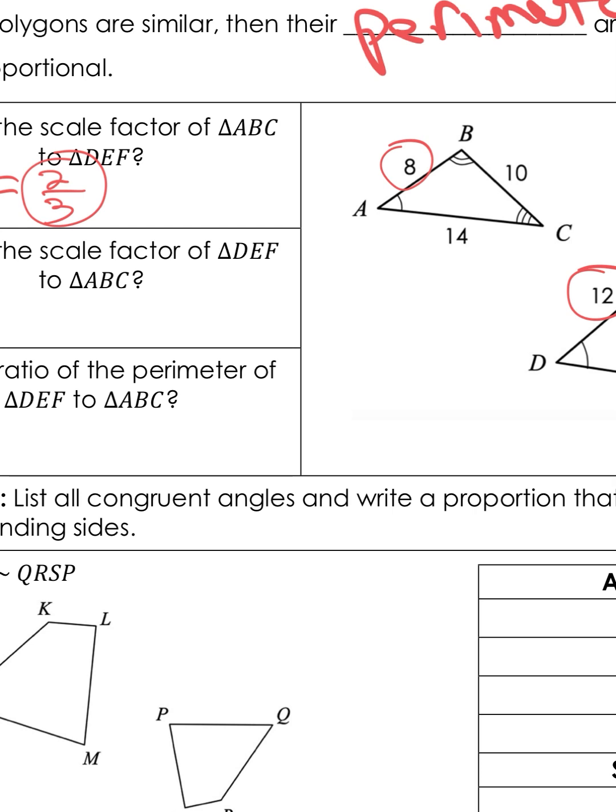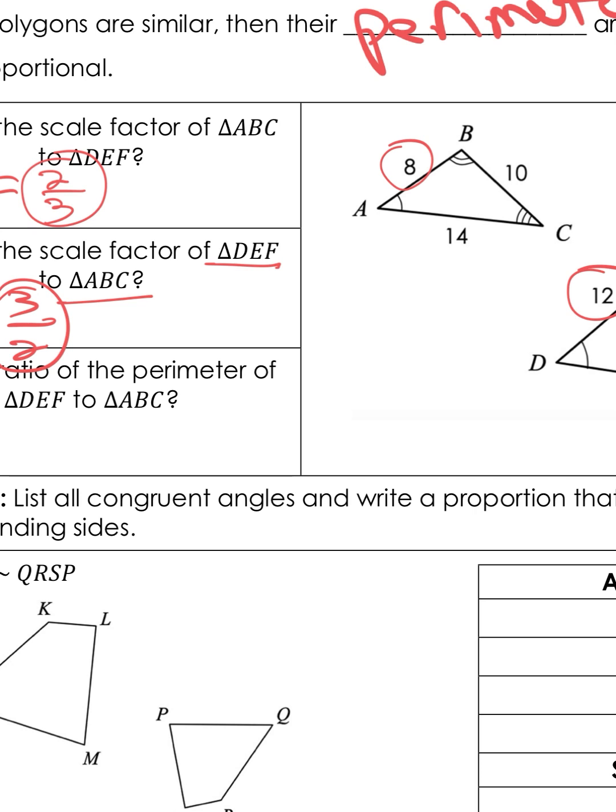All right, so the scale factor going in the other direction, if we go from DEF to ABC and we want to express that as a ratio, we would just flip this upside down. That would be 12 to 8, or in other words, 3/2.